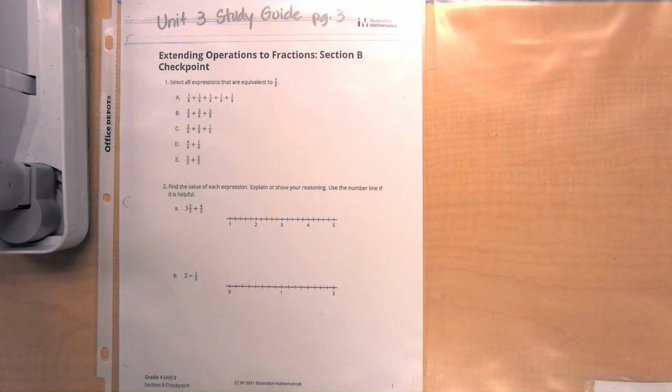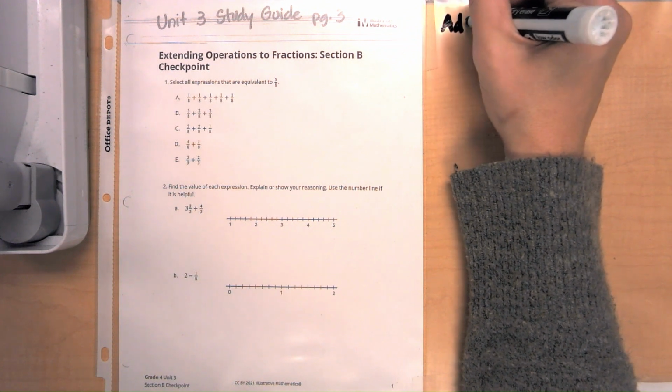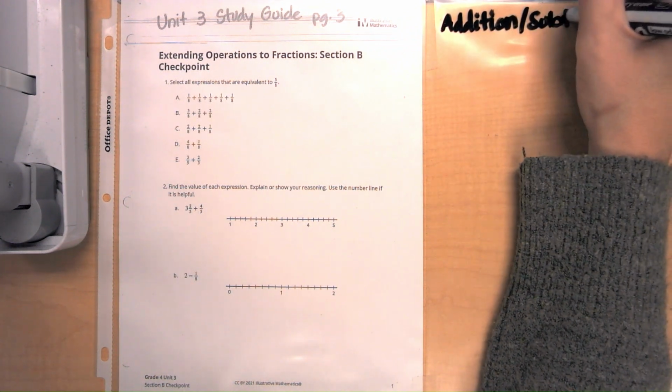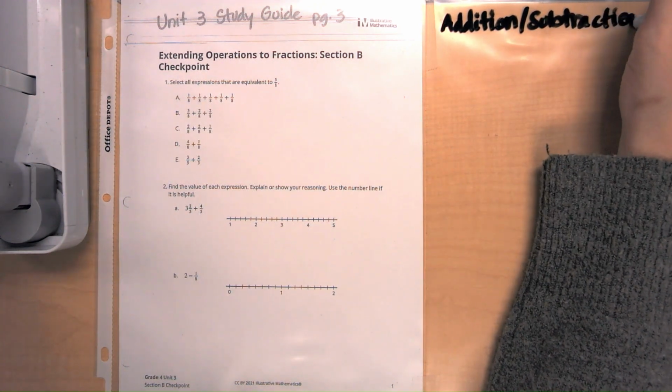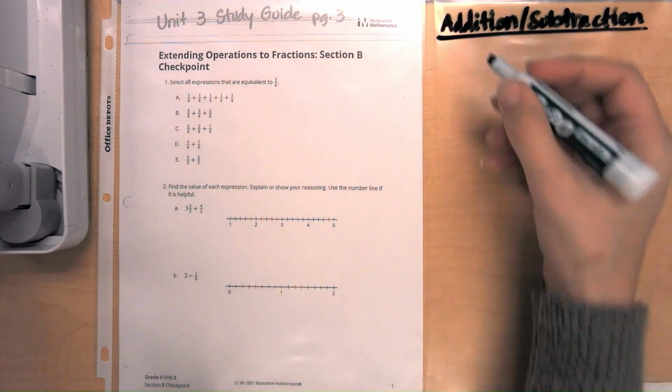All right, so here we go. This is the last page of your study guide for your Unit 3 test, which is coming up soon. This is the section B of your workbook. This is where we were talking about addition and subtraction of fractions. And so we talked about some brainstorming ideas for addition and subtraction of fractions, and we have brainstormed these ideas. I just want to jot these down for you.